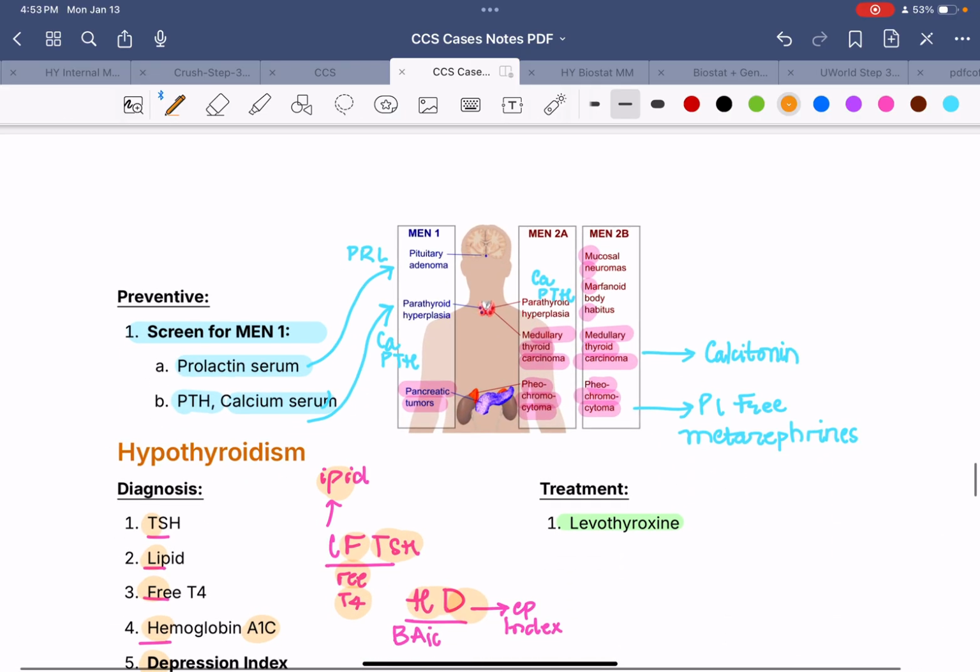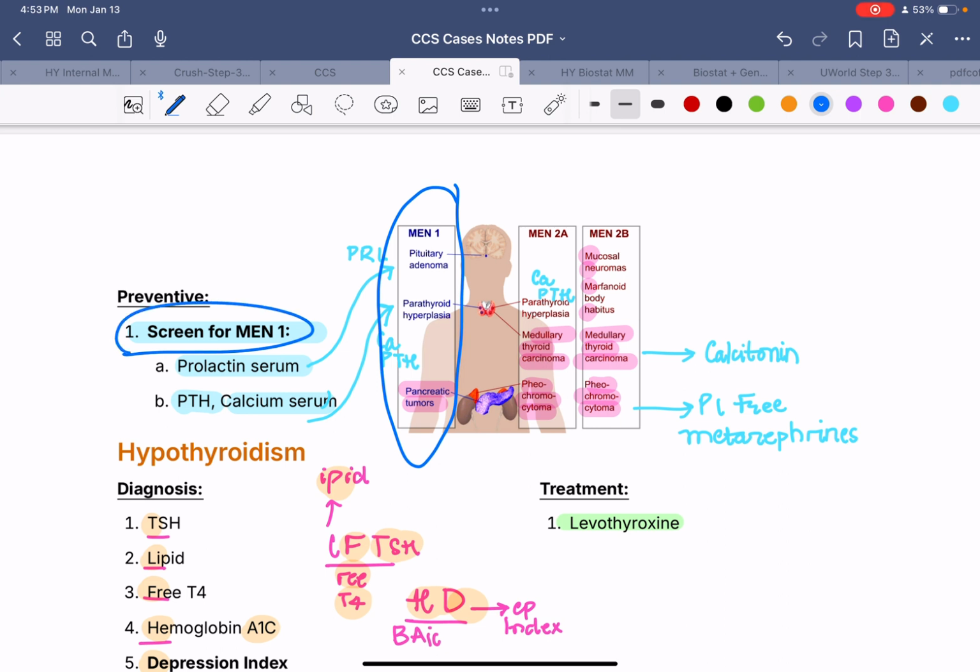And a very important thing is the prevention. Once you have found that this patient has some sort of a pancreatic tumor and this pancreatic tumor was a gastrinoma, it's possible that this pancreatic tumor was a part of the MEN1 syndrome. That's why it's very important to screen for the other two things that are present in MEN1. So how do you remember MEN1?